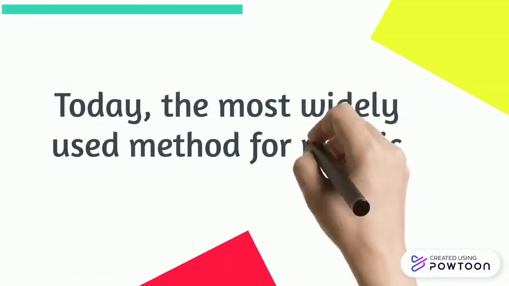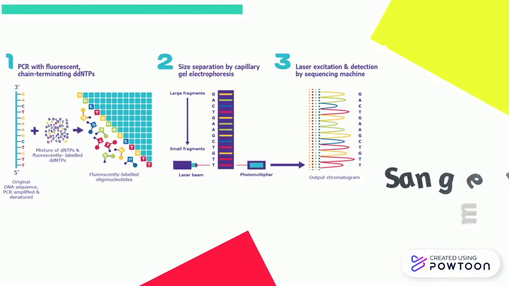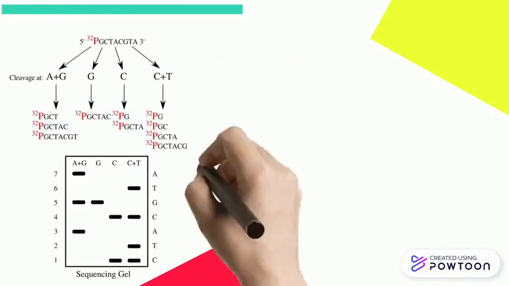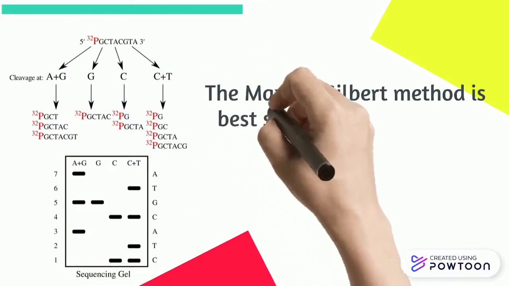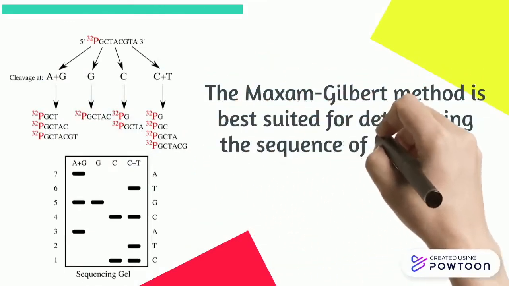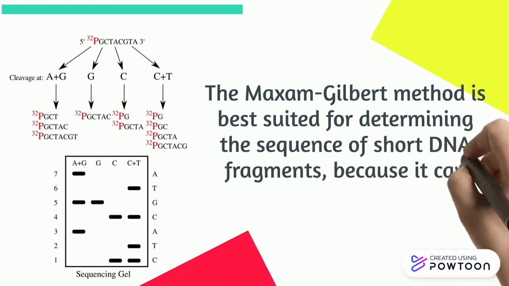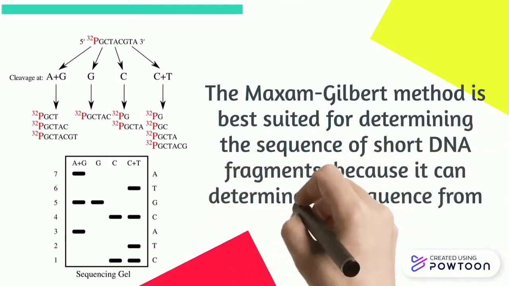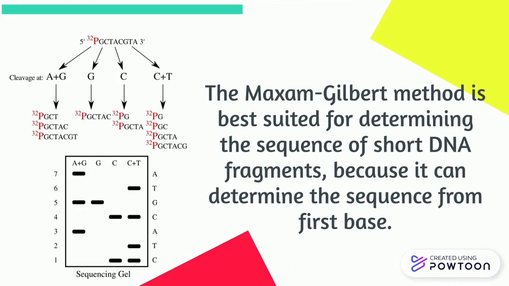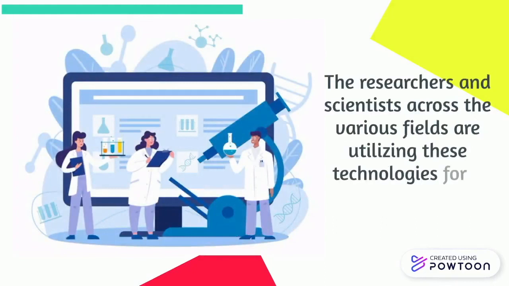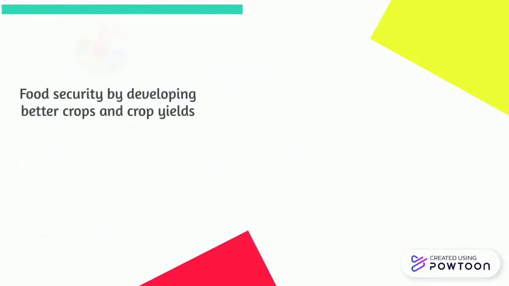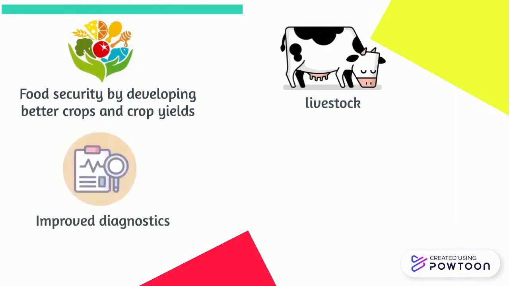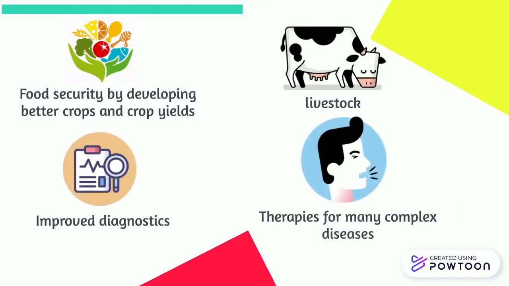Today, the most widely used method for nucleic acid sequencing is the Sanger method. However, it's fair to say that the Maxam and Gilbert method is best suited for determining the sequence of a short DNA fragment because it can determine the sequence from the first base. In contrast, the Sanger method only allows reading from base 10 to 20. These methods have been the base from which researchers and scientists across various fields are utilizing these technologies for a variety of applications, including food security, by developing better crops and crop yields, livestock, improved diagnostics, prognostics, and therapies for many complex diseases.